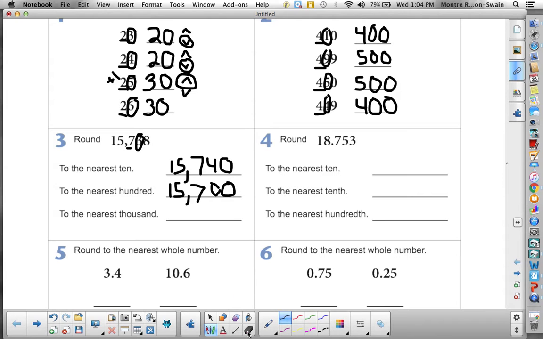Alright, now rounding the same number, 15,738, to the nearest thousand. So now underline the 5, circle the 7. The 7 is telling me to round up, so I'm going to add 1 to the 5. So now that becomes, instead of 15, it's going to be 16. So 16,000. The 7, the 3, and the 8 all become zeros.